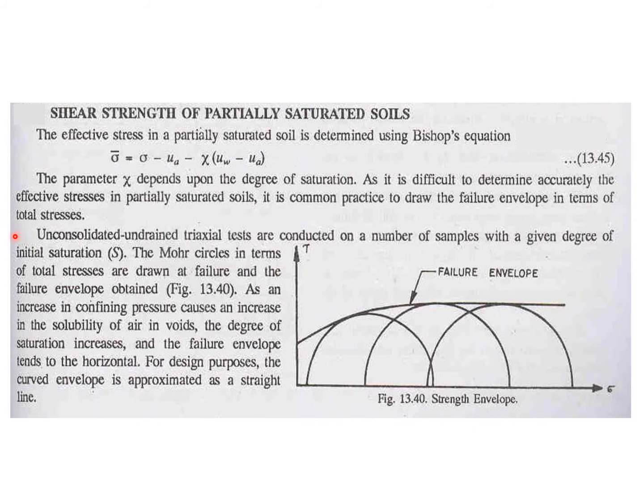Unconsolidated, undrained triaxial tests are conducted on a number of samples with a given degree of initial saturation. The Mohr circles in terms of total stresses are drawn at failure and the failure envelope obtained. As you can see in the figure, as an increase in the confining pressure causes an increase in the solubility of air in the voids, the degree of saturation increases and the failure envelope leads to the horizontal. For design purposes, the curved envelope is approximated as a straight line.